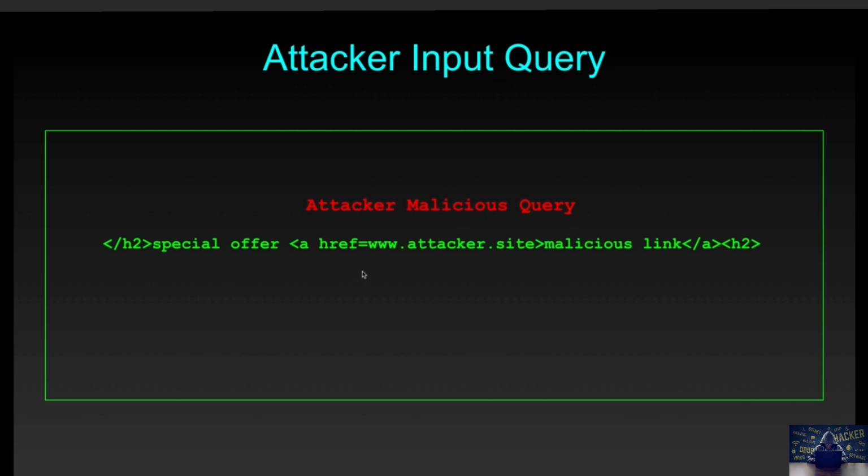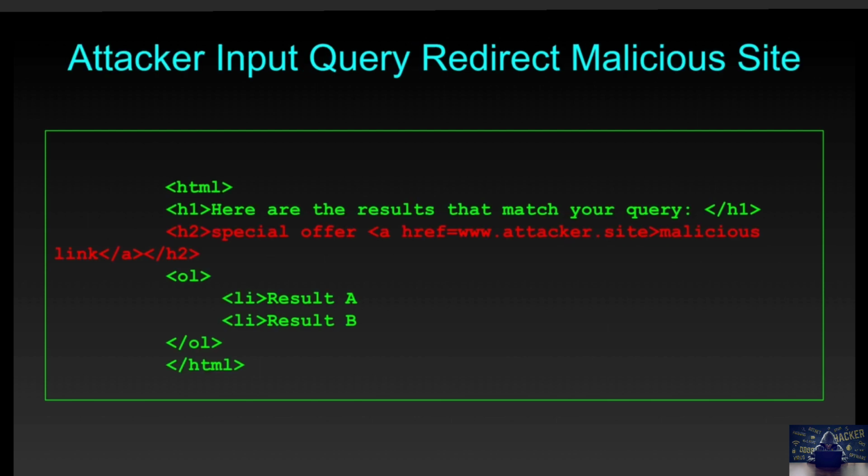So when the attacker puts this link into the search button, and it interprets this and gets executed, and if the victim clicks on that special offer, he will get redirected to the attacker controlled domain. Now when the attacker actually inputs his query, you can see the code over here. The attacker input query redirects to the malicious site. As you can see, here are the search results that match your query. There's a special offer and the href is to the attacker's website.